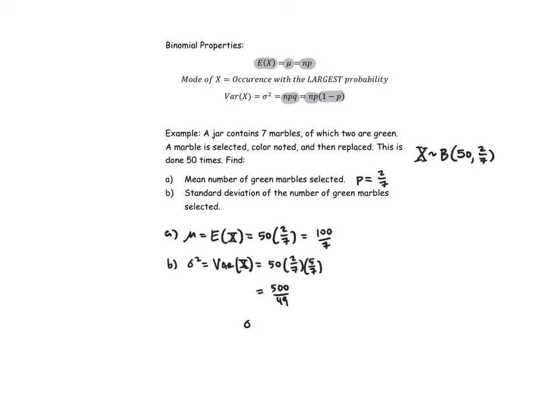Therefore, the standard deviation would be the square root of 500 over 7, right? Because standard deviation is the square root of the variance. Okay, you could simplify that if you wanted to, and that would be 10 root 5 over 7. That would be the standard deviation of the number of green marbles selected. Okay, let's get to our last example.